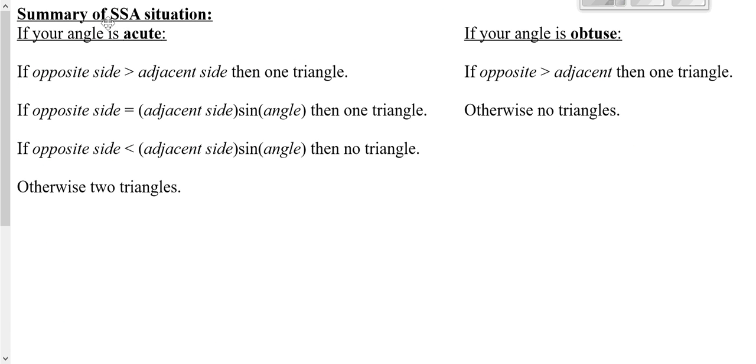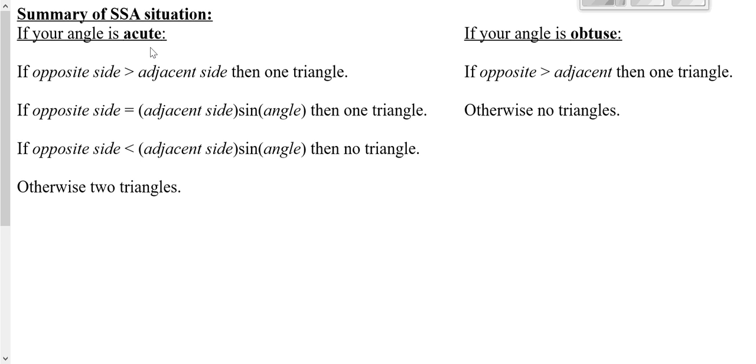Now, if you're given a side-side angle situation, it could be one triangle, no triangle, or two triangles. If your opposite side of your angle is greater than your adjacent side to your angle, it's one triangle. If your opposite side is equal to your adjacent times the sine of your angle, it's one triangle. If your opposite is less than the adjacent side times the sine of your angle, then it's no triangle. If it's neither one of these three, then it's a two triangle situation.